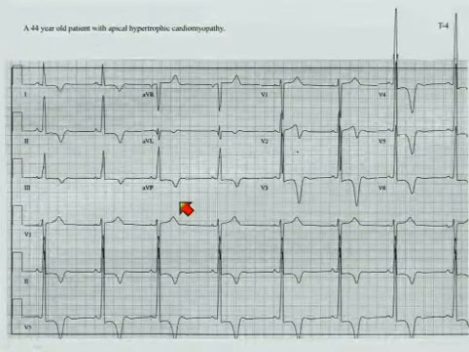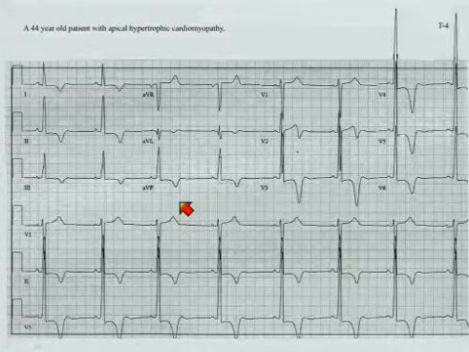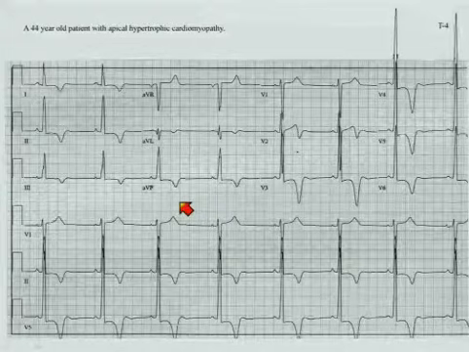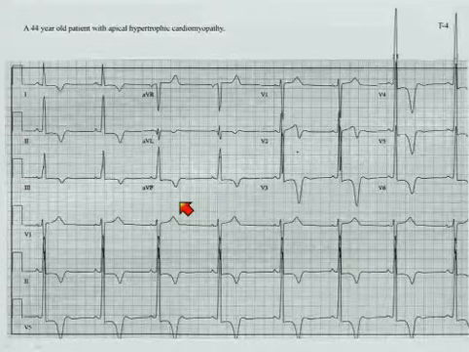Here is a patient with apical hypertrophic cardiomyopathy, characterized, as you know, by this pretty prominent and symmetric T wave inversion in the mid or lateral precordial leads in a 44-year-old patient, also with very prominent voltage.